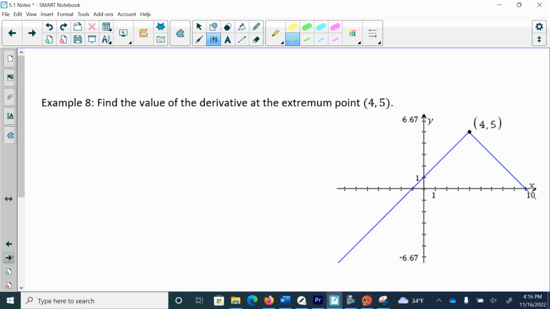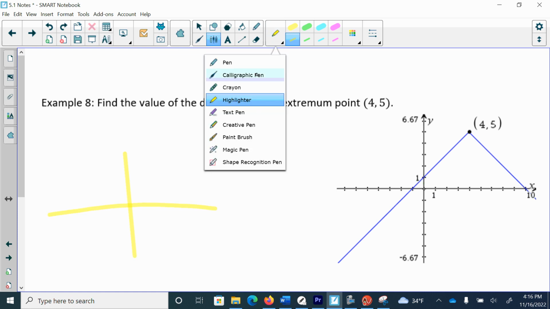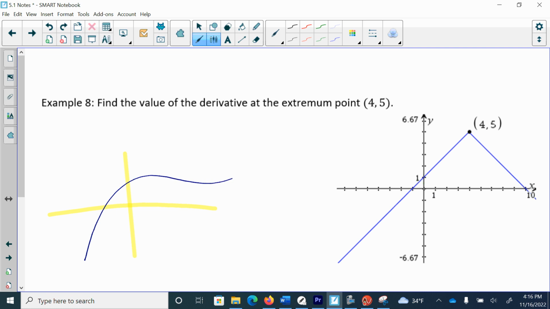Find the value of a derivative at the extreme of 4, 5. So here is a unique one. If I gave you a graph that looked like this, and I'll make that my X and my Y, and I had this point here, actually let's just make life easy and make a parabola here. And I told you the vertex of this parabola was 4, 5. You would say, oh, well, Mrs. Ward, that derivative is equal to 0. Cut and dry.